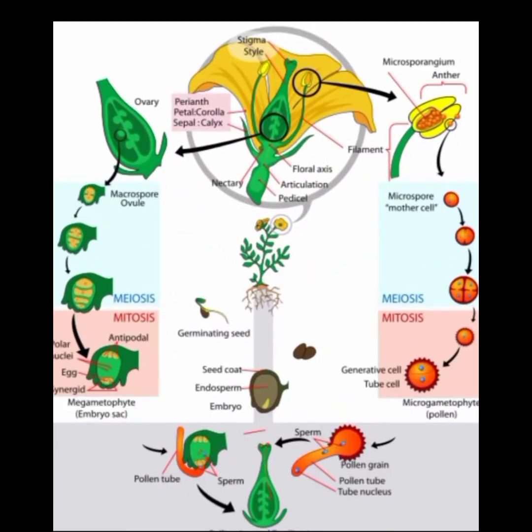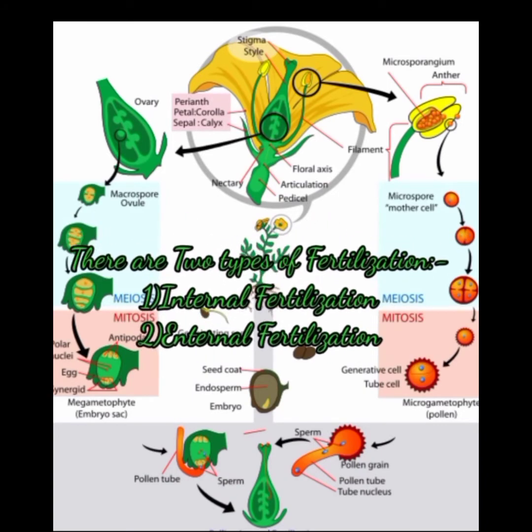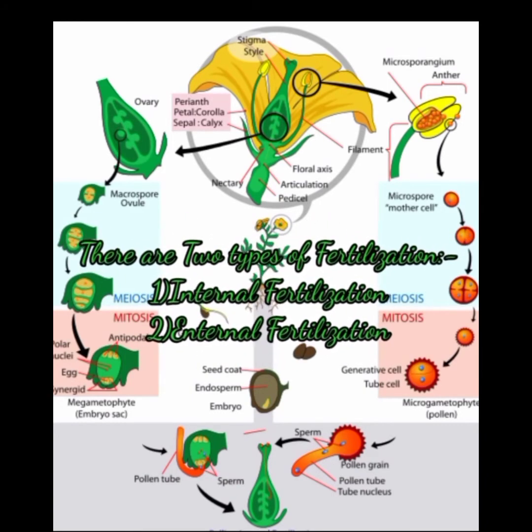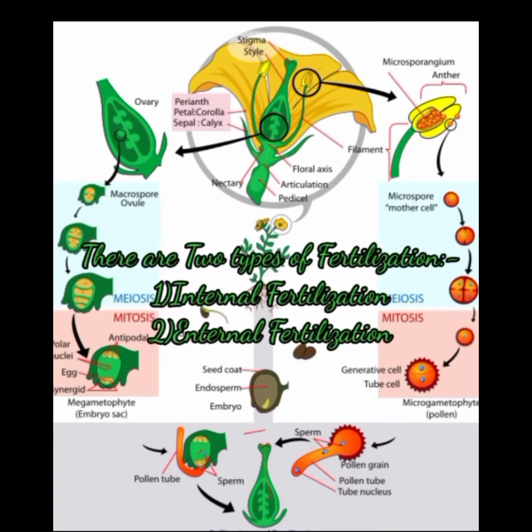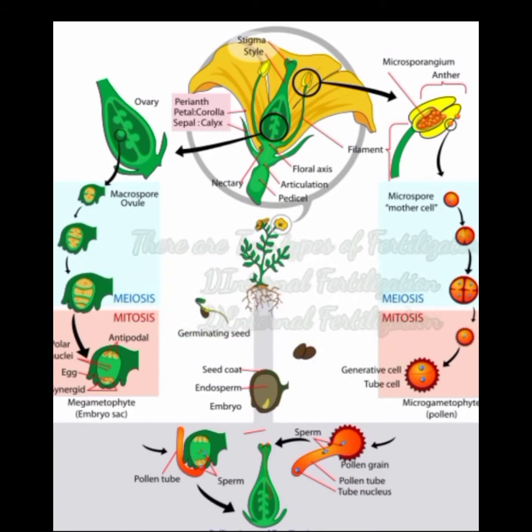And now let's move to the types of fertilization. There are two types of fertilization. The first one is internal fertilization and the second one is external fertilization. Internal fertilization is the process of fusion of male and female gametes taking place inside the body of the female. In this fertilization, a smaller number of gametes are released. For example, reptiles, birds, bryophytes, and pteridophytes.